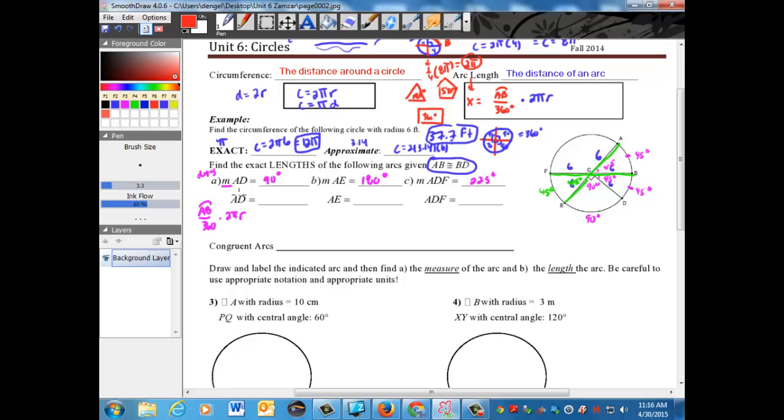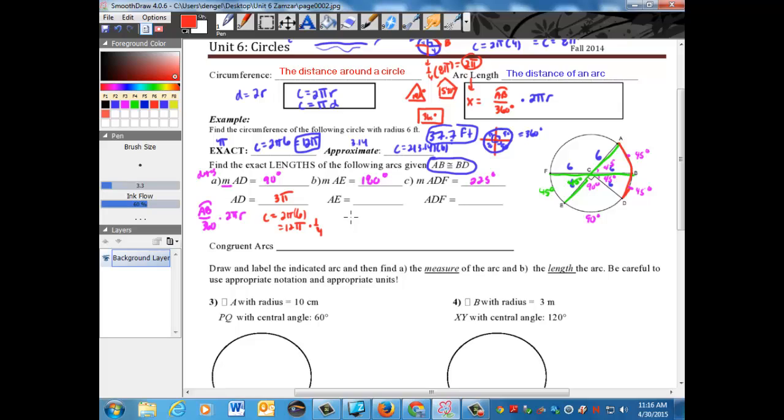There's no m here, so they actually want the length of AD. So let's highlight this. They want the length of this. Okay. Luckily for us, we have a 90-degree angle. So the circumference of the total circle is going to be 2 pi times 6, which gives me 12 pi. And I'm looking at 1/4 because I have 90 degrees. So I just have to multiply this by 1/4, and that's how we get 3 pi.